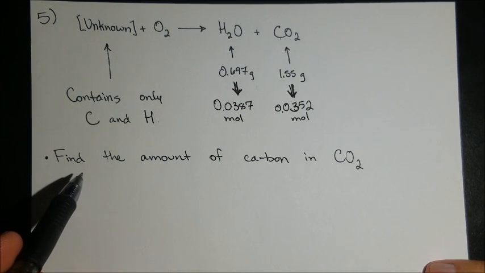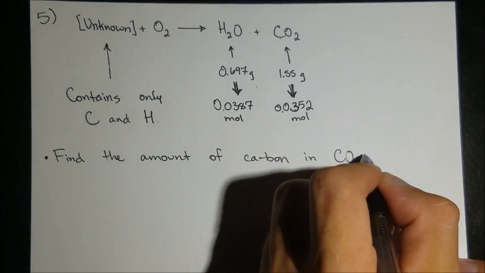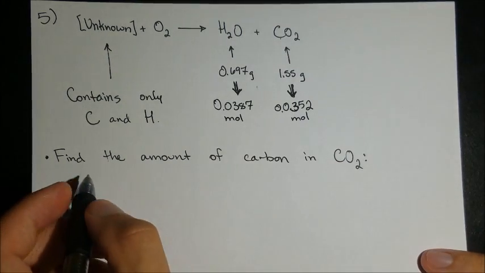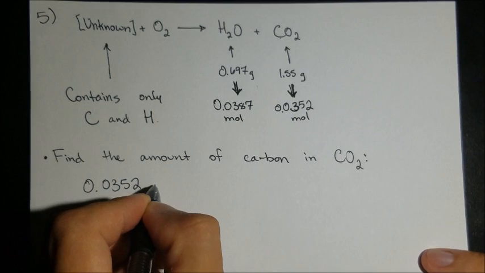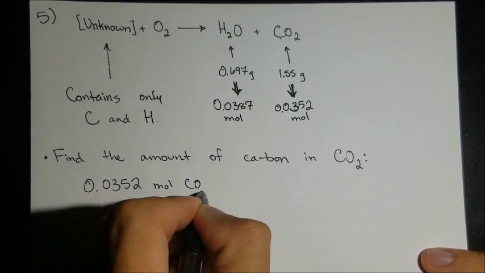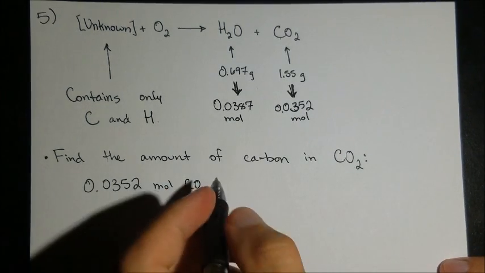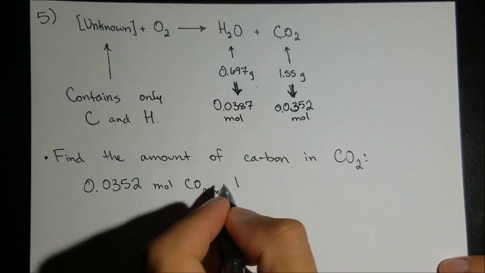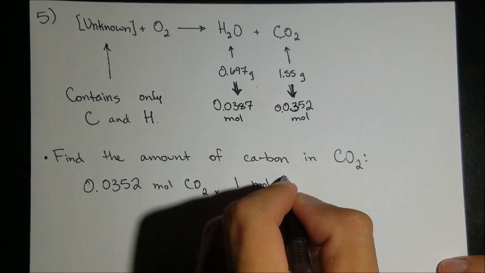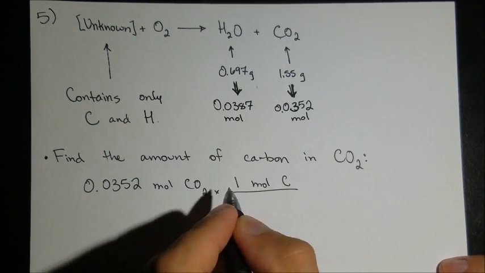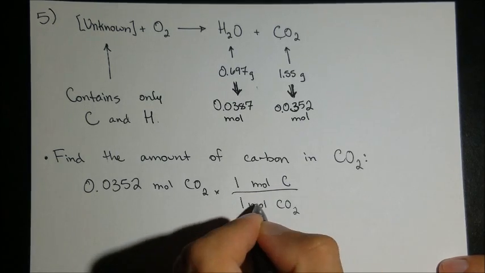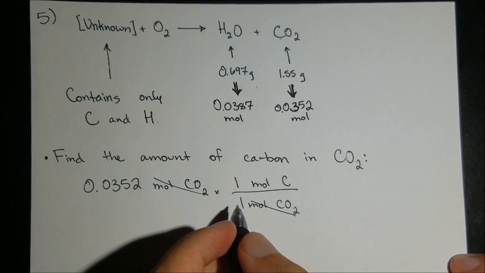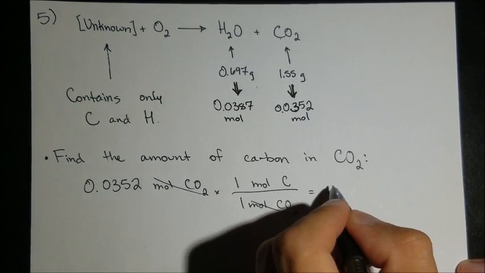So we can find the amount of carbon in the CO2. We know we have 0.0352 moles of CO2, and we also know that in 1 mole of CO2, there is 1 mole of carbon. So our moles of CO2 cancel, and now we're left with moles of carbon.